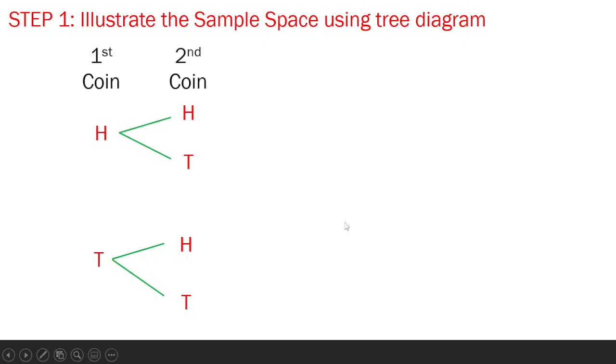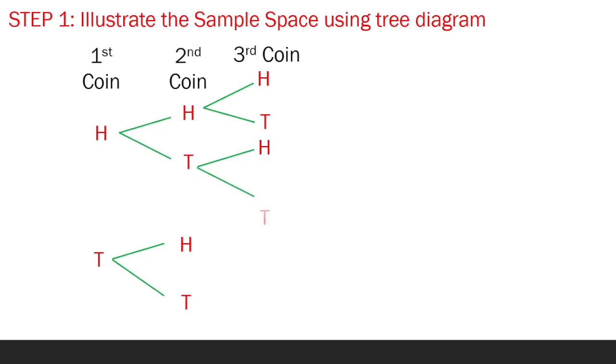Now, for the third coin, say the first flipped coin is heads and the second flipped coin is head, there is a chance that the outcome for the third coin will also be a head or a tail. So, let's first start with the head. Head on the first coin, head on the second coin. The third coin may be a head again. Next, first coin is head, second coin is head. The third coin may be a tail. Next, first coin is a head, second coin is a tail. There is a chance that the third coin will be a head. Next, first coin is head, second coin is tail. The third coin may be a tail.